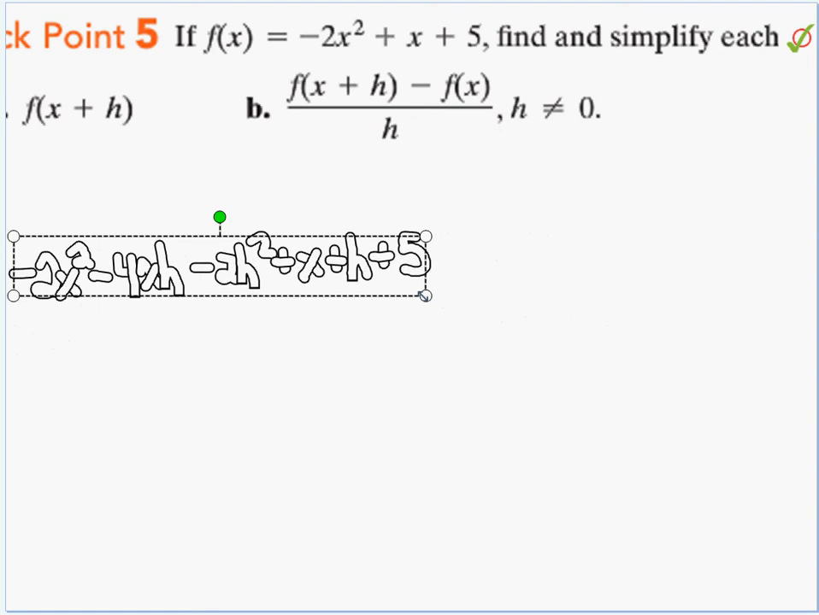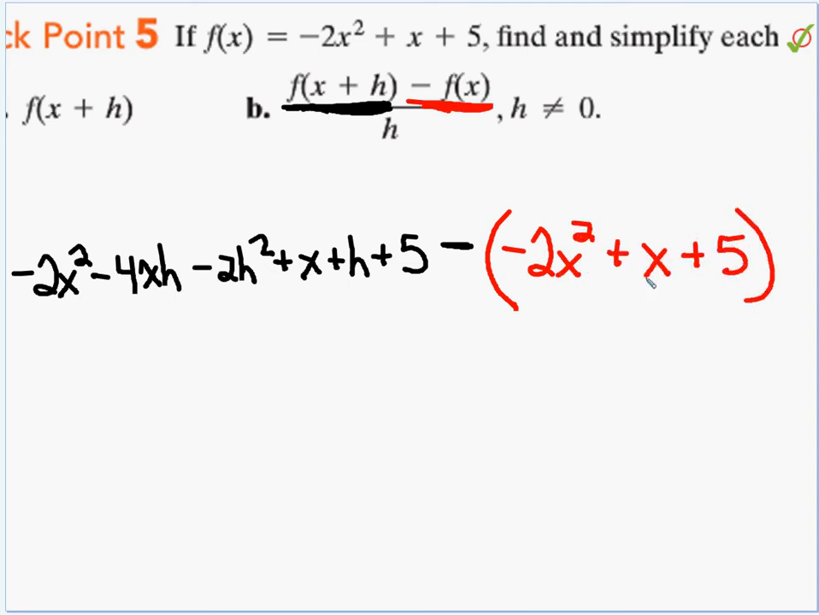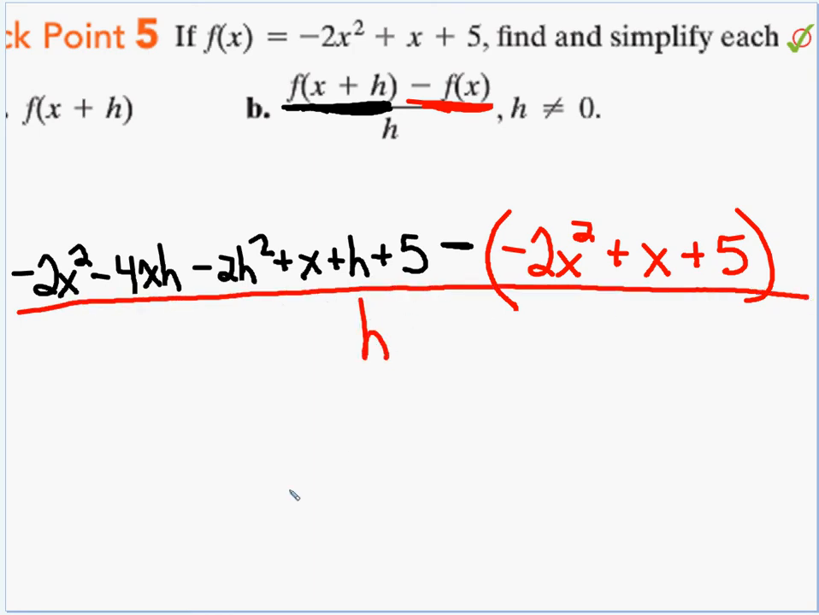Let me make that a little smaller. There we go. So here's what we have, the f of x plus h. Now we're going to do minus, let me switch to red ink, the original function f of x. When we subtract f of x, we're subtracting it as a quantity. So we're going to put a set of parentheses around there. Ooh, and I forgot the negative. Negative 2x squared plus x plus 5. And that's our numerator, and this is all over denominator h.